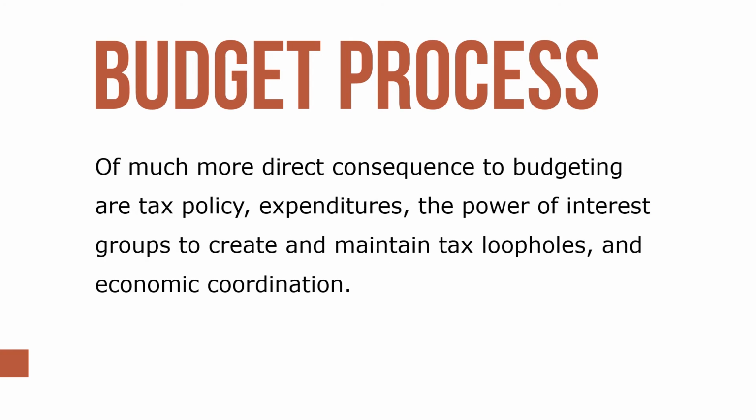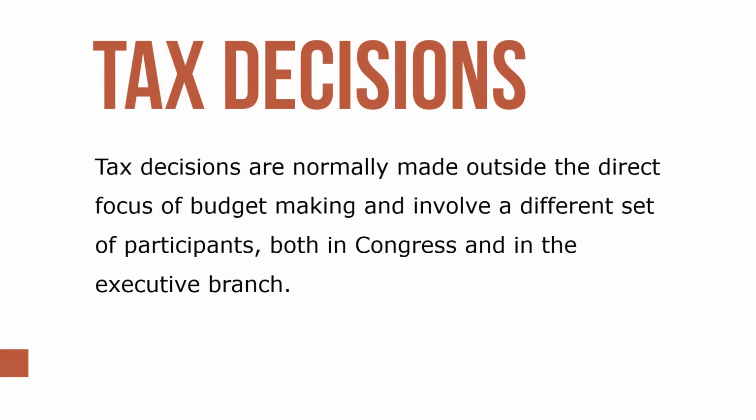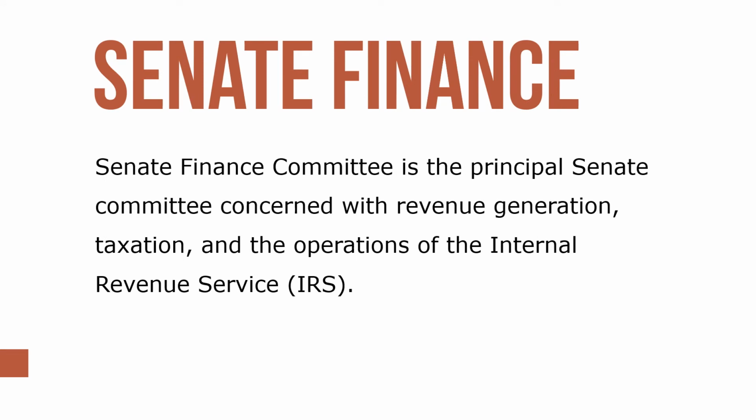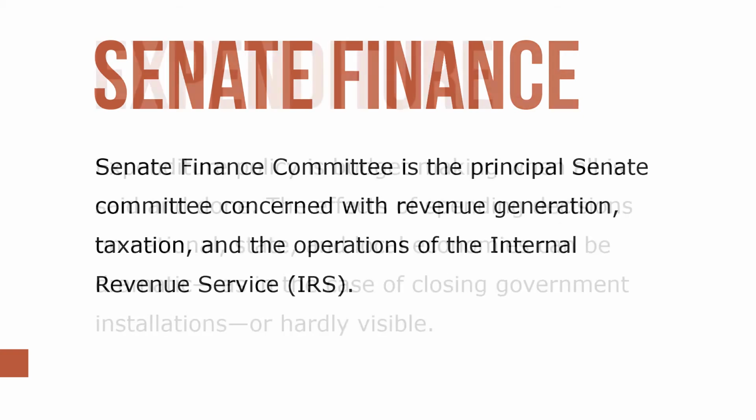Of much more direct consequence to budgeting are tax policy, expenditures, the power of interest groups to create and maintain tax loopholes, and economic coordination. Tax decisions are normally made outside the direct focus of budget making and involve a different set of participants, both in Congress and in the executive branch. House Ways and Means Committee is the primary committee in Congress concerned with taxation and fiscal policy. Senate Finance Committee is the principal Senate committee concerned with revenue generation, taxation, and operations of the Internal Revenue Service.